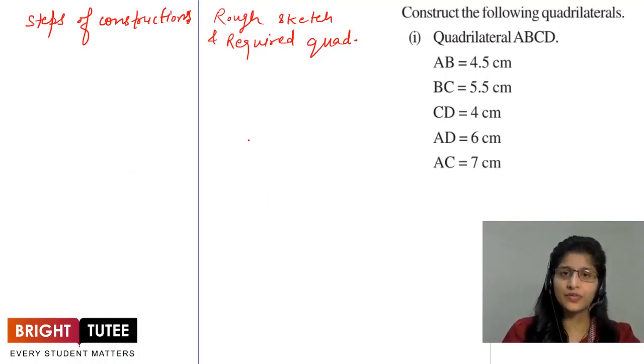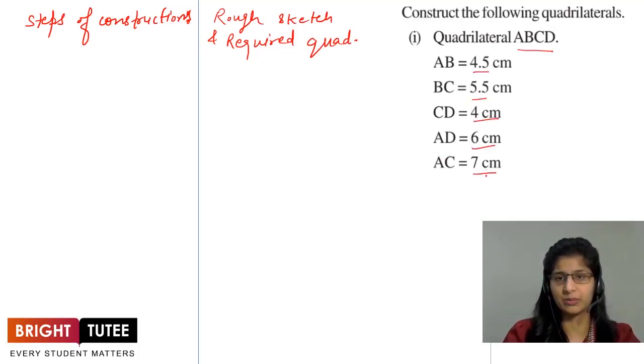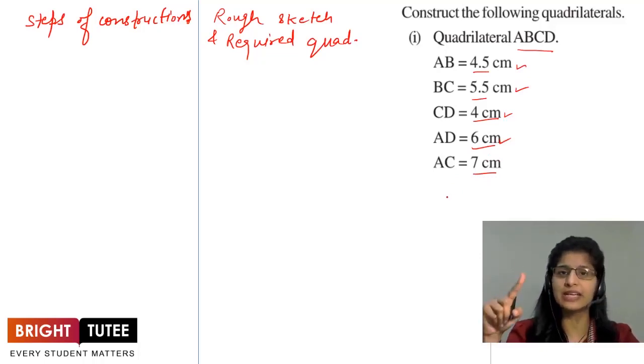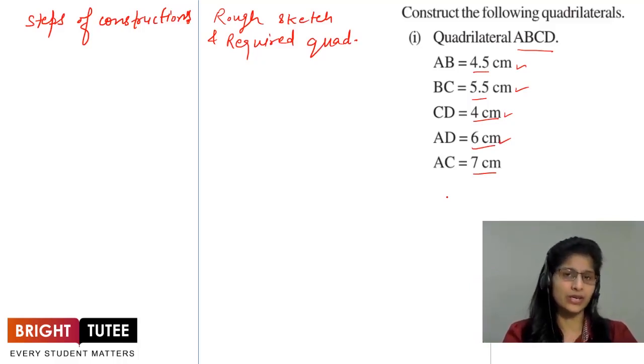First of all, we will see what is given to us. We have to draw a quadrilateral ABCD. AB is 4.5, BC is 5.5, CD is 4 centimeter, AD is 6 centimeter, and AC is 7 centimeter. We are given the 4 sides and one diagonal. So yes, a quadrilateral is possible, and what we have learned is how to construct the quadrilateral whenever 4 sides and one diagonal are given.